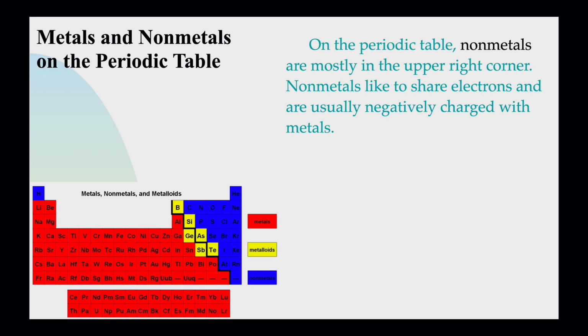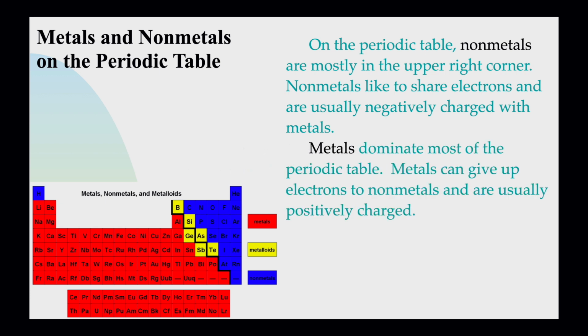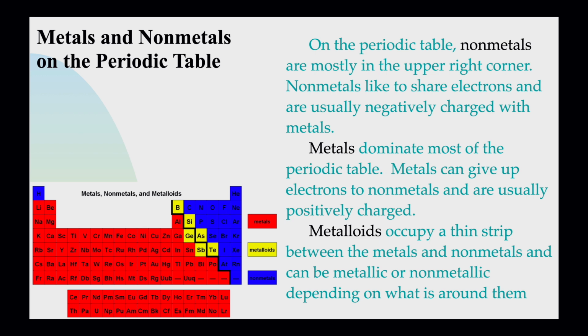The blue elements, the ones mostly in the upper right corner, but also hydrogen, are what they call the nonmetals. Nonmetals like to share electrons more than anything. They will be negative with metals, and that'll be important to us coming up. Metals are all the red elements, and you can see there's just a ton of metals on the periodic table. They outnumber the nonmetals big time. Metals like to give up electrons, especially to nonmetals, and they're usually positively charged.